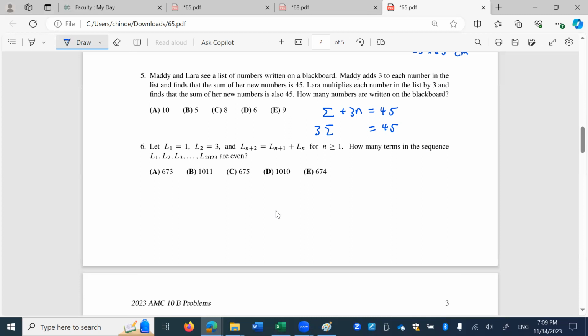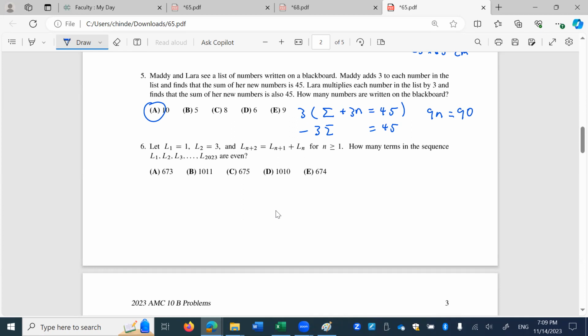Okay, system of equations, and it looks like I want to multiply the first equation by 3 and then subtract. And so I'll get 9n equals 3 times 45 minus 45. That gives me 2 times 45. And so n should be 10.